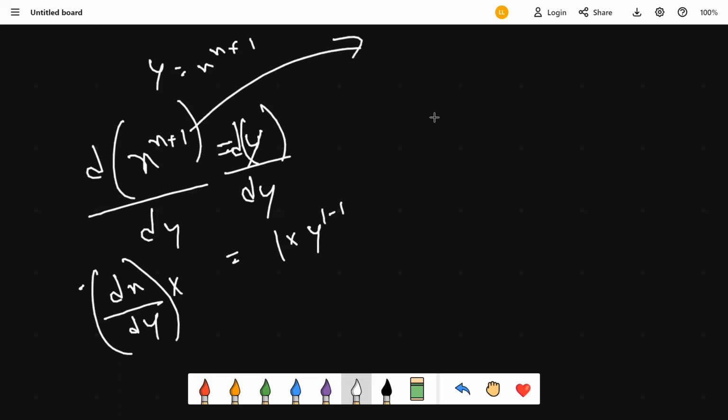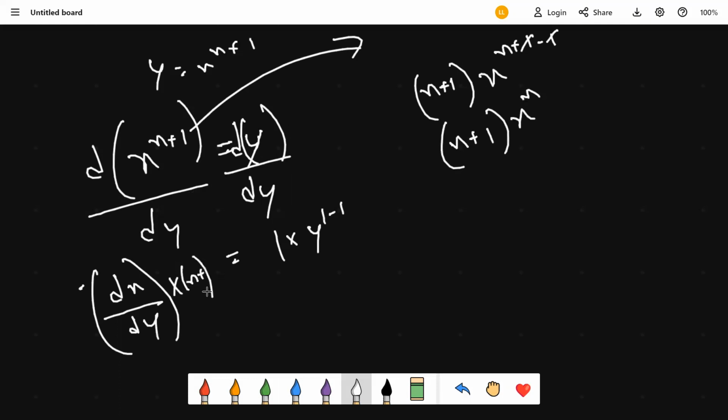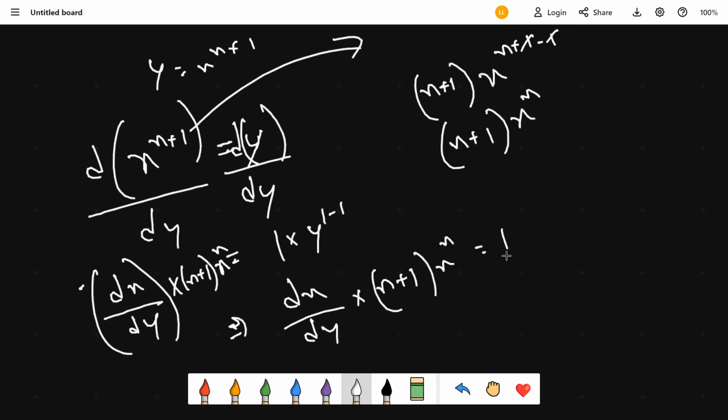We have seen just in the previous slide that this gives us n plus 1 in the front, and x to the power n plus 1 minus 1. So the 1 gets cancelled out, and we get n plus 1 into x to the power n, isn't it? So that's our result. So finally, we get to write dx by dy into n plus 1 times x to the power n equals 1.